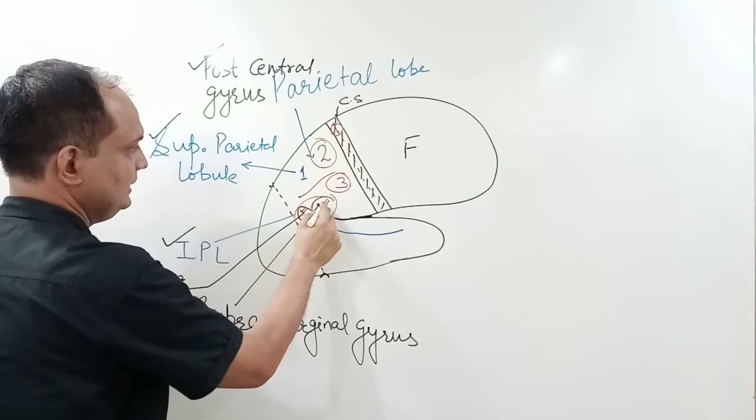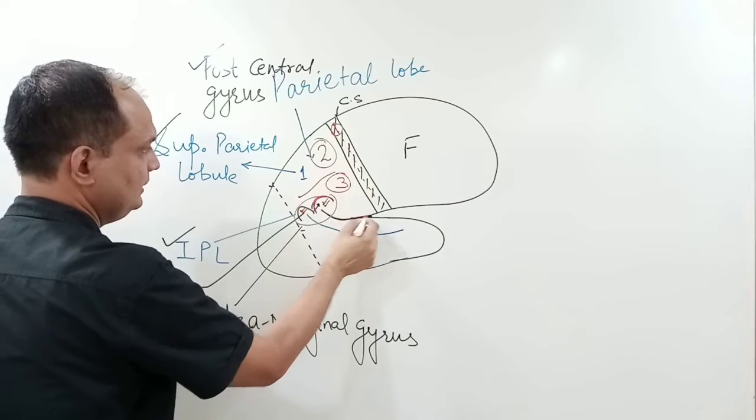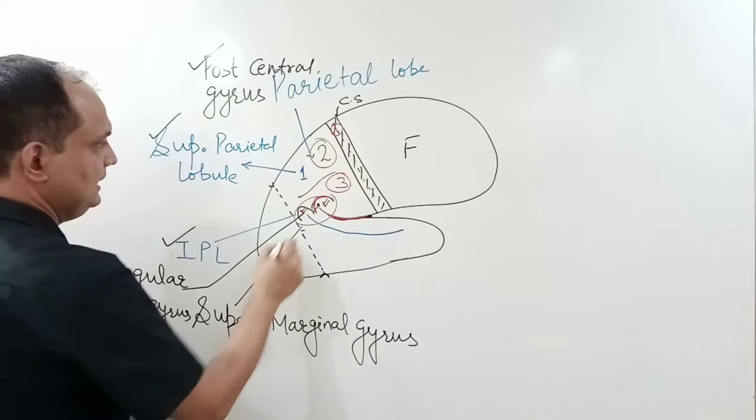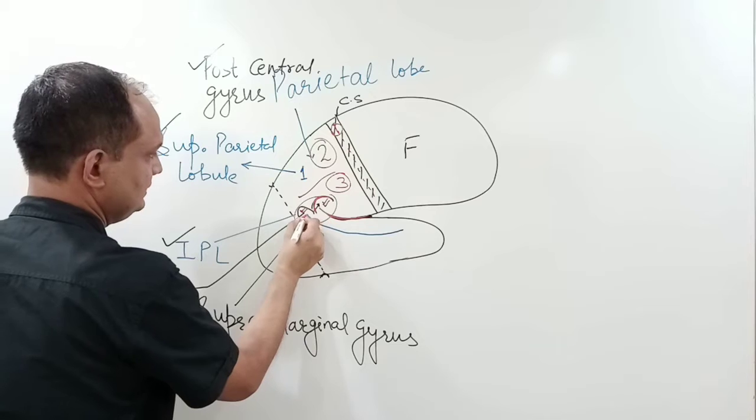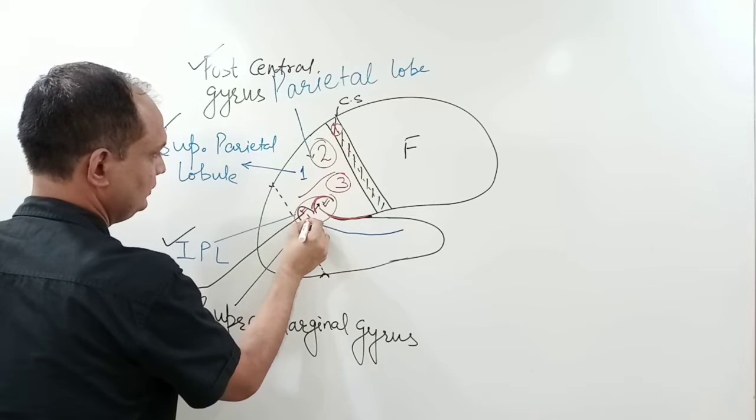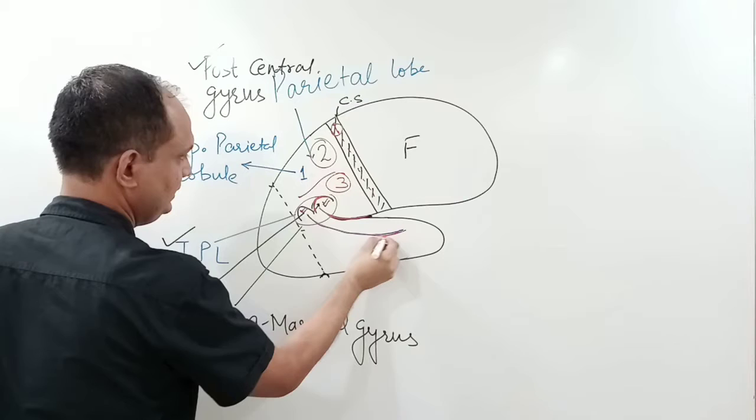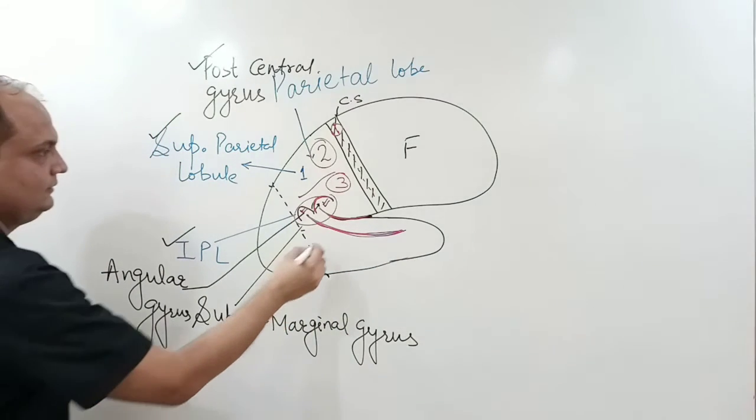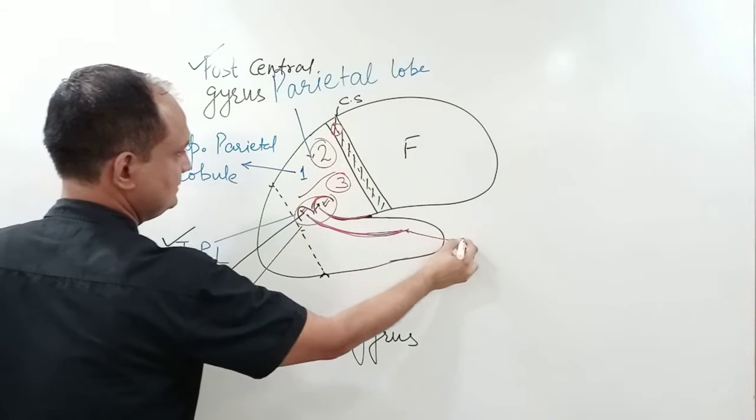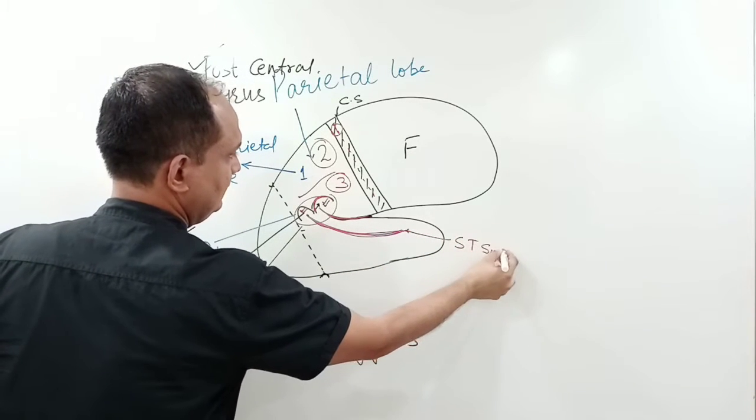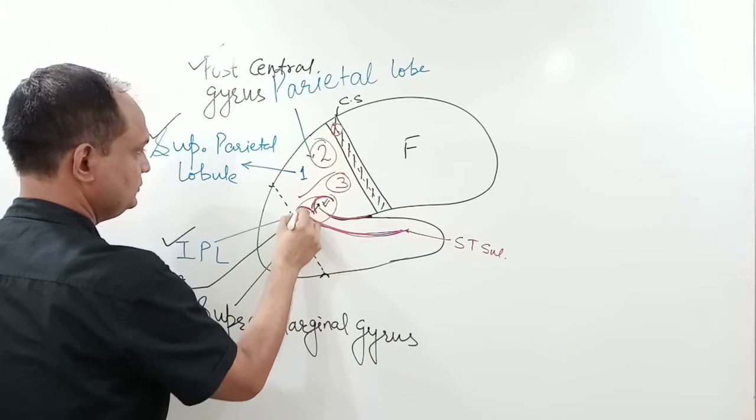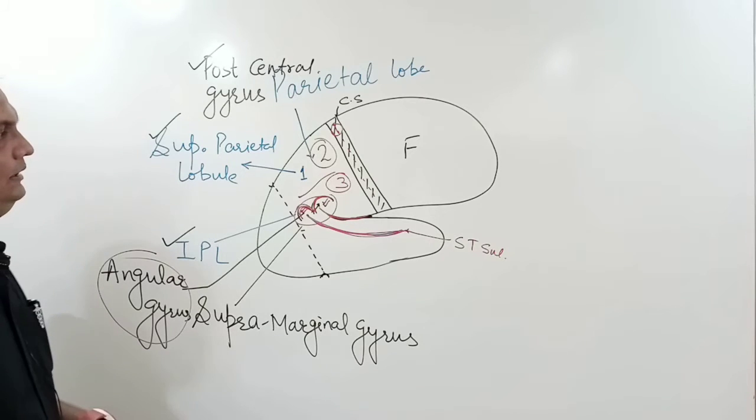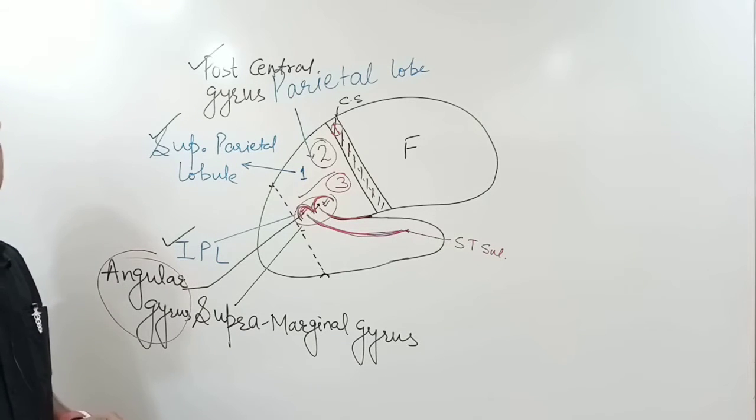So what is the supramarginal gyrus? It is the part overlapping the posterior end of the lateral sulcus. And the angular gyrus means the area present along the posterior part of the superior temporal sulcus. Clear? So this is the superior temporal sulcus, and the area occupying its posterior part is known as the angular gyrus. These are the structures you will see in the parietal lobe.